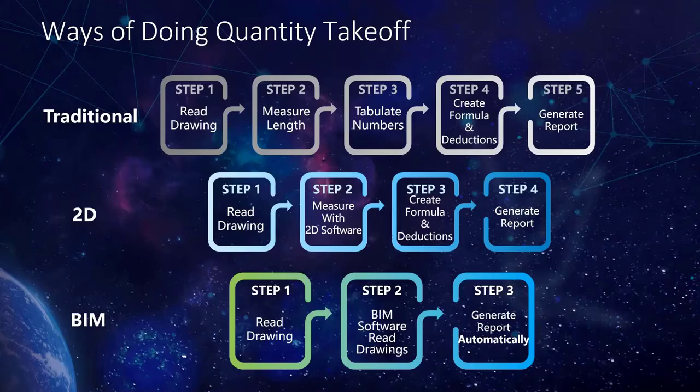But in the traditional method, step one, you read the drawing, that's everywhere, and then you start doing the measuring the length and tabulate numbers, and you start creating formulas, deductions, and then you generate reports. So you are getting involved in 5 different steps along the route of quantity survey.